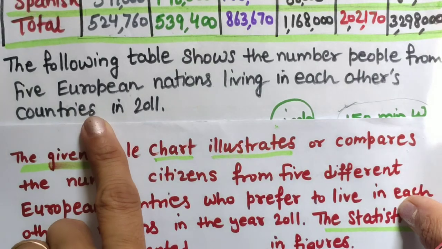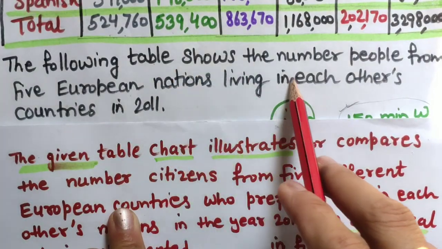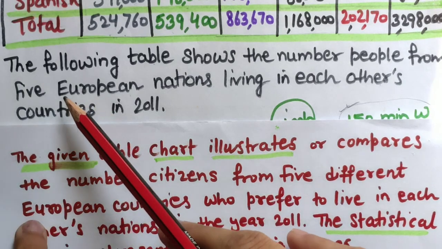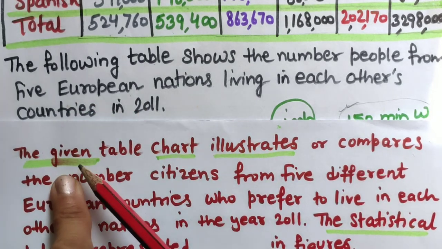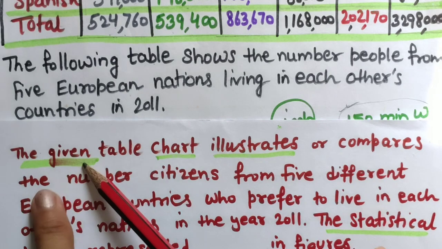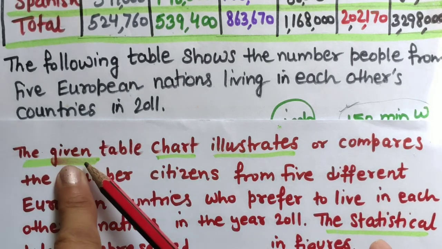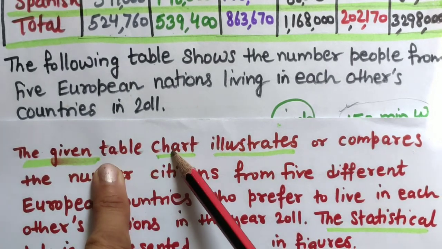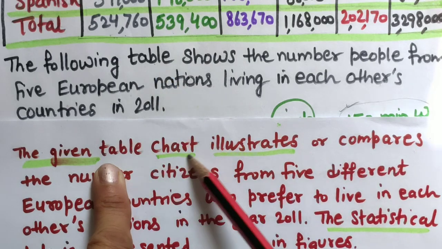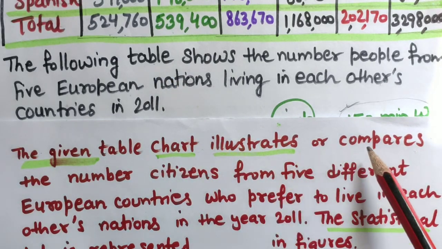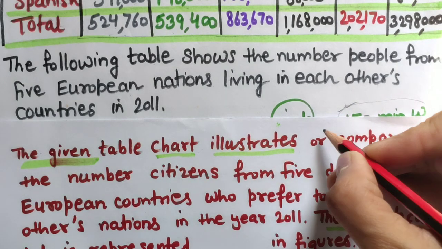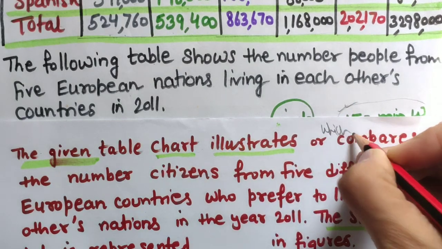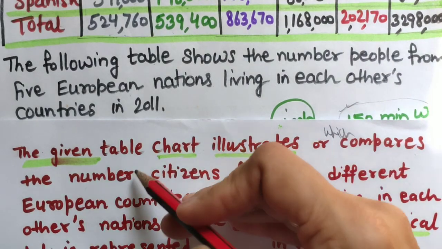So this is my question statement. The following table shows the number of people from 5 European nations. So what I have given, this is particular, in every task 1 I am writing this: the given or the presented table chart. So here they have given a table chart illustrates, or you can write the word which compares also, which compares the number of.